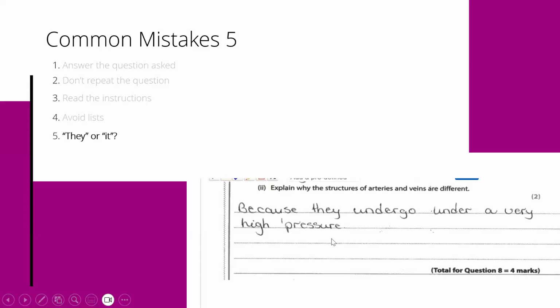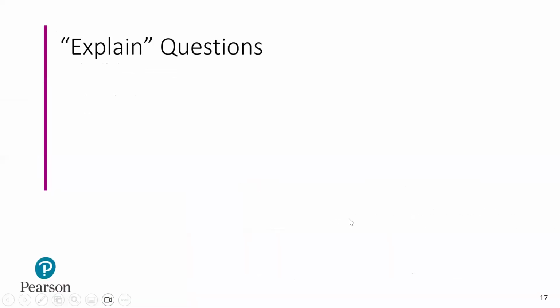But I'm asking myself, what do they mean? Do they mean veins or arteries? "They" doesn't really mean anything. So it's the "it" and "they" thing. Make sure their sentences have meaning. And if it's a comparison, ideally I'd like to see a comparison. So one has high pressure, one has low pressure, and tell me which. That would be a much better answer, much more likely to score the 2 marks. This would score 0. I don't know what the "they" means.